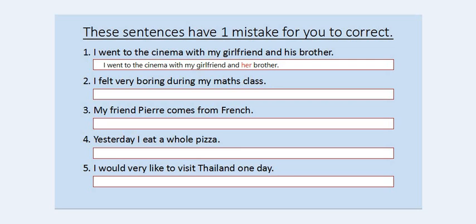Number 2, I felt very boring during my maths class. The correct answer should be I felt very bored during my maths class. Because bored is describing a feeling, so it's the -ed. You could say the maths class was boring. I felt very bored.